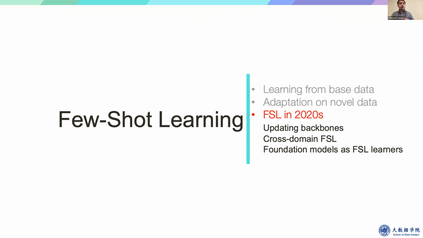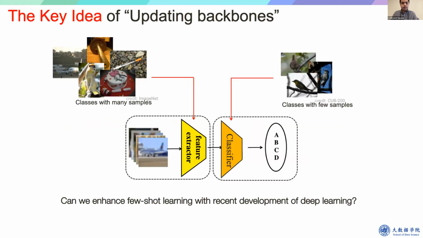And finally, let's look forward to see what few-shot learning could be in the 2020s. We will focus on 3 different types, that is updated backbones and some cross-domain few-shot learning algorithms. And finally, the foundation model as few-shot learners. The traditional few-shot learning adopts a base dataset to learn some feature extractor and uses novel data to learn a classifier or do few-step fine-tuning.